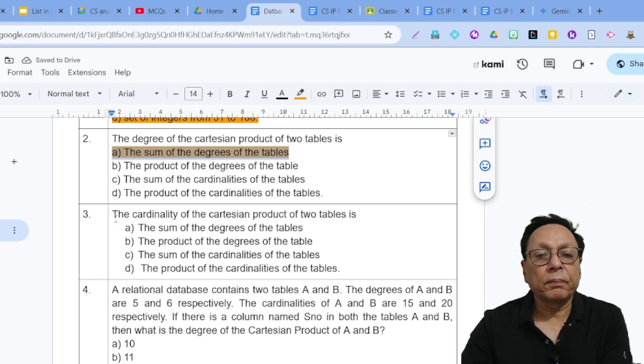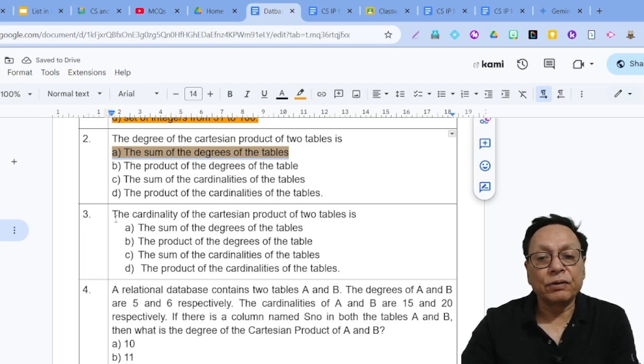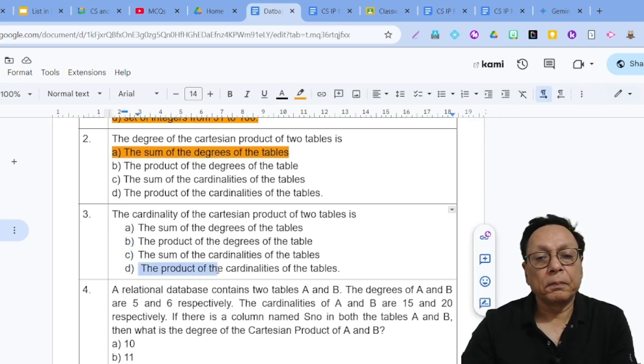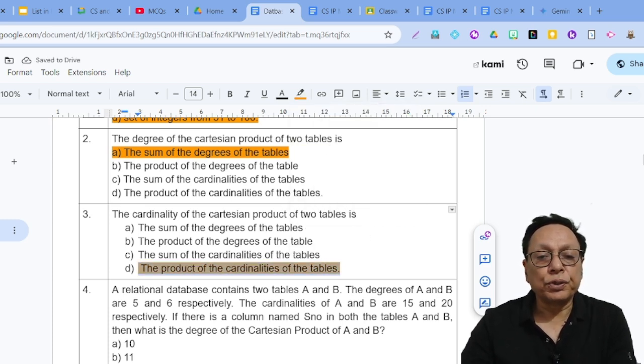The cardinality of the Cartesian product of two tables means we are talking about the number of records or number of rows. So what should be the answer? The sum of the degree of the tables, the product of the degree of the tables, the sum of cardinalities of the tables, or the product of the cardinalities of the tables. The product of the cardinalities of the tables should be the correct answer. So move to question number 4.